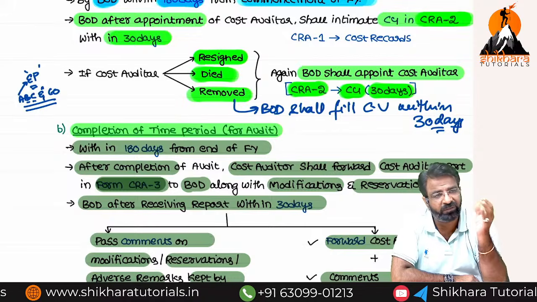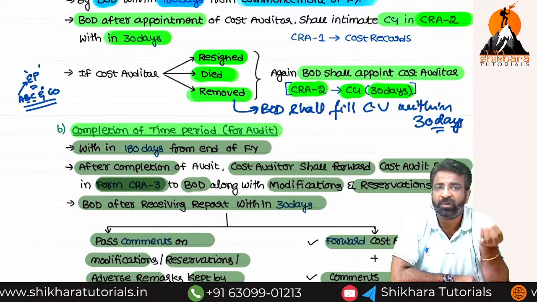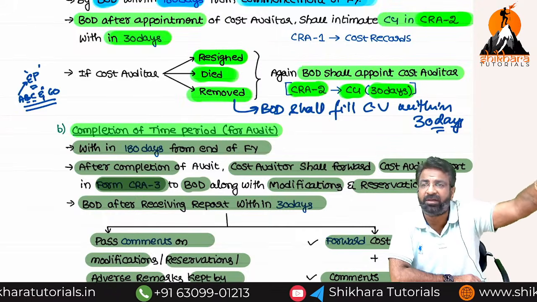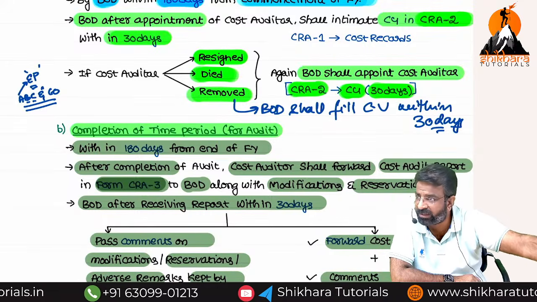Then the cost auditor will wait for the financial year to get over. He will start doing his audit, which audit? Cost audit. He will also complete his cost audit within 180 days from the end of the financial year. That is 27th September of 2027.